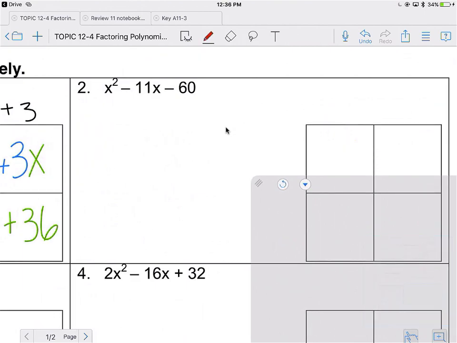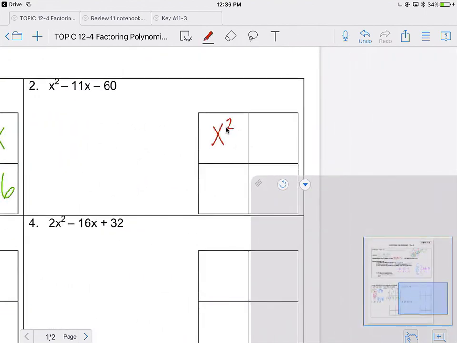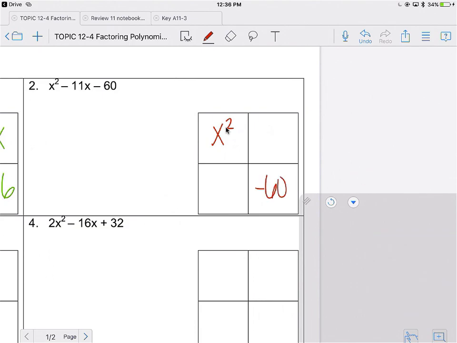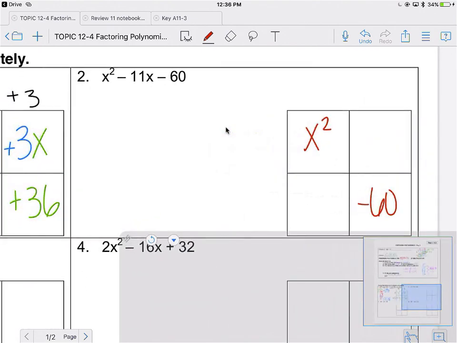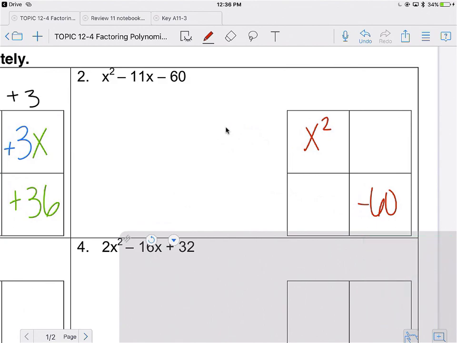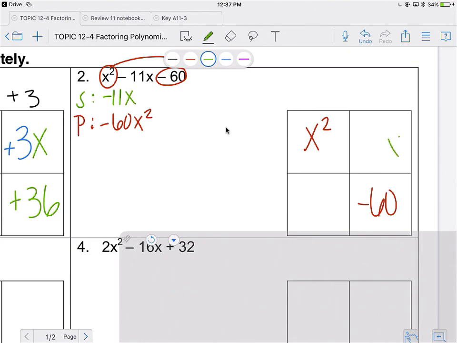For this example, remember I put x squared and negative 60 in my box. So I fill in the first term and the last term. I am looking for something that multiplies to that first term and the last term. Make sure you include your signs. And I am looking for two numbers that will also add to the negative 11x. We had an x here and an x here that we combined to get negative 11. So whatever my factors are, need to add to that negative 11.